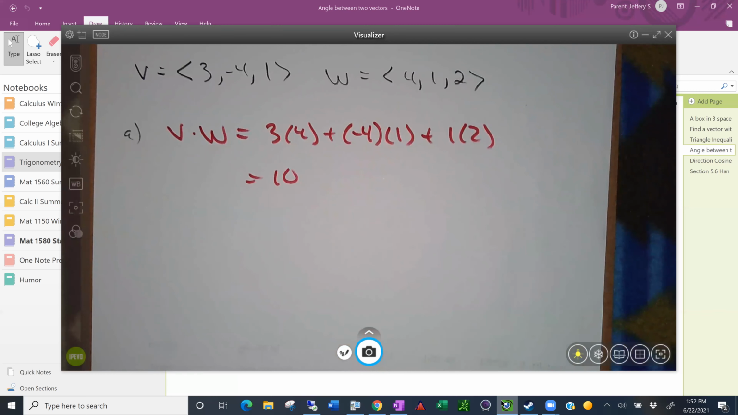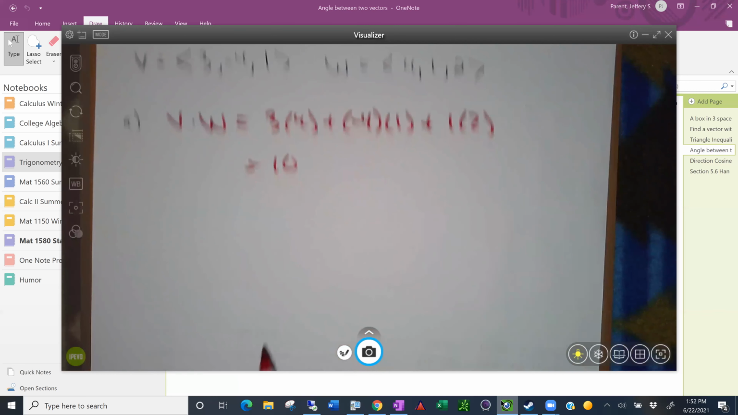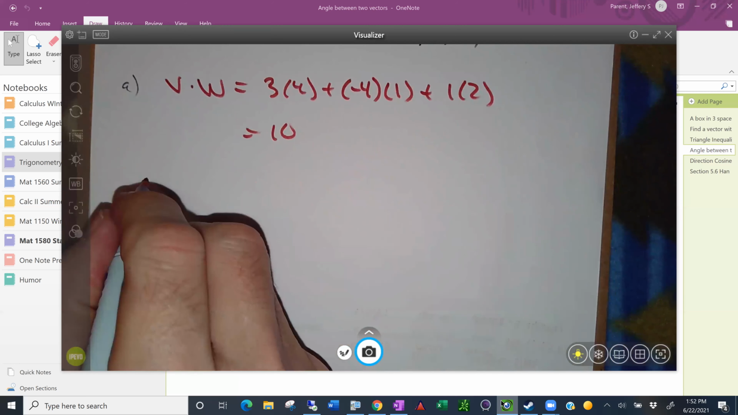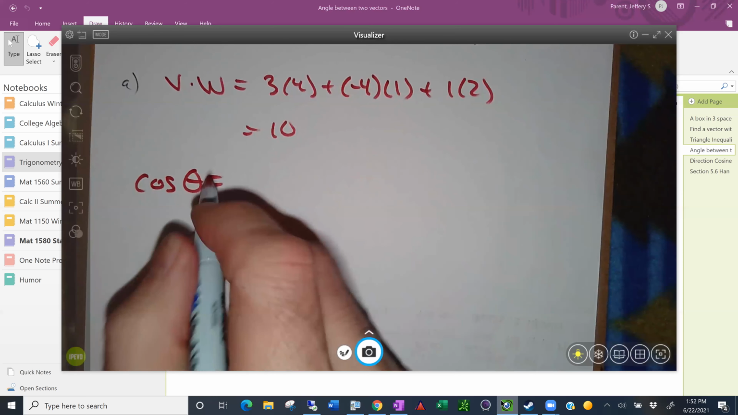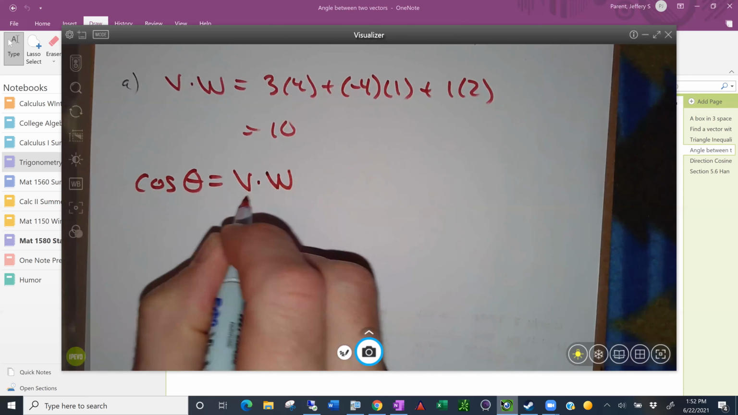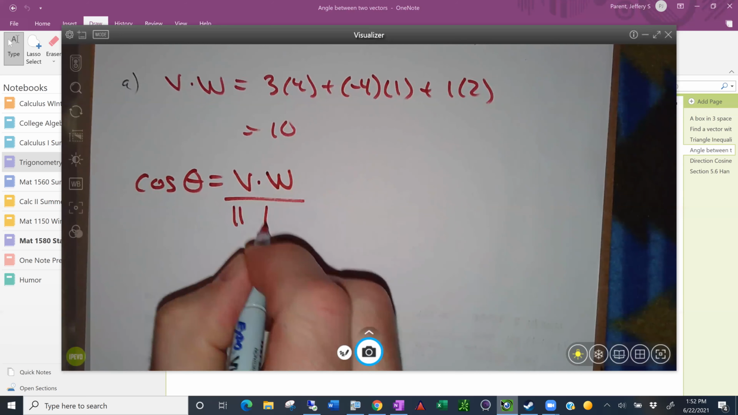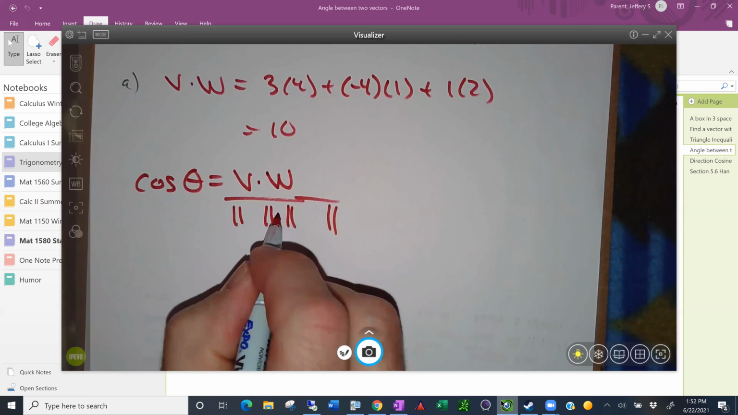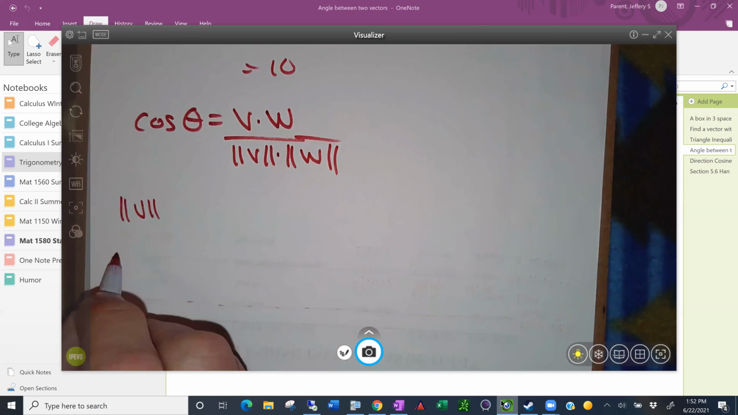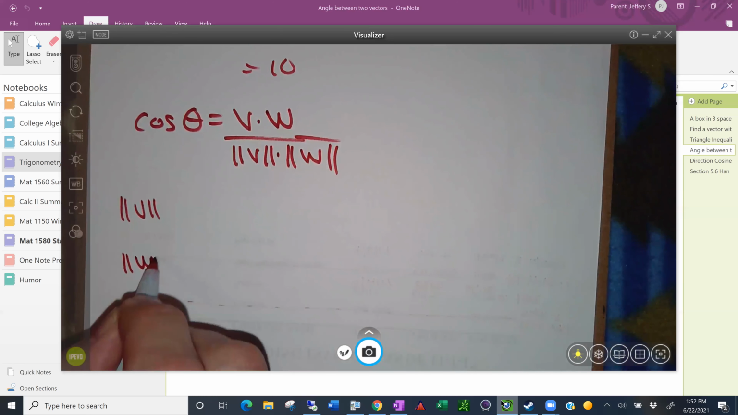Now how about the angle between those 2? Let me remind you of that formula. The cosine of the angle between those 2 is the dot product of the 2 divided by another product: the length of V and the length of W. The product of the length of V and the length of W. So the numerator we've already got. Let's find the length of V and the length of W down here.